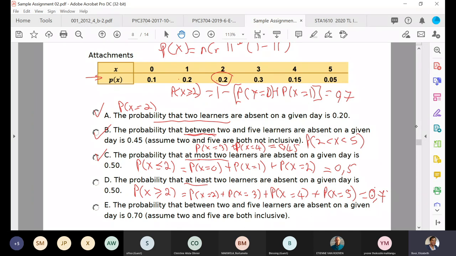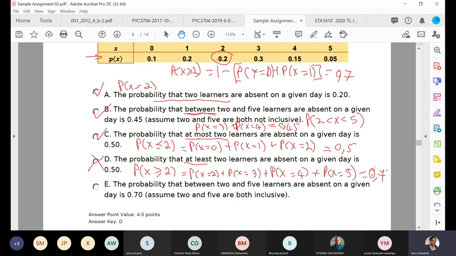And this is 0.2 plus 0.3 plus 0.15 plus 0.05. You need to find a way of shortening your time in the exam. So this is the incorrect one.